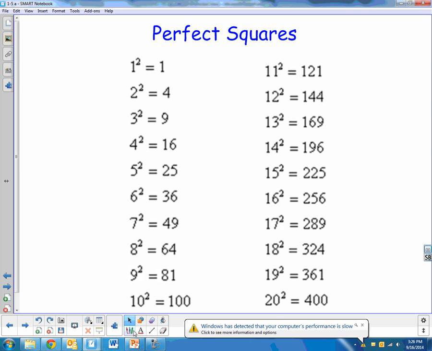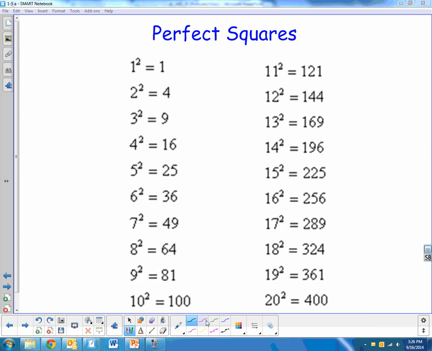A couple of quick hints for you in terms of ways to remember these. Grouping. 13 and 14 group really well together. 13 is 169, 14 is 196. So 13 squared, 169, 14 squared, 196. 15 squared, since 5 squared is 25, 15 squared, 225. 16 and 17, the way I remember 16 and 17 squared is it counts 5, 6, 7, 8, 9. So 16 squared, 256. 17 squared, 289.